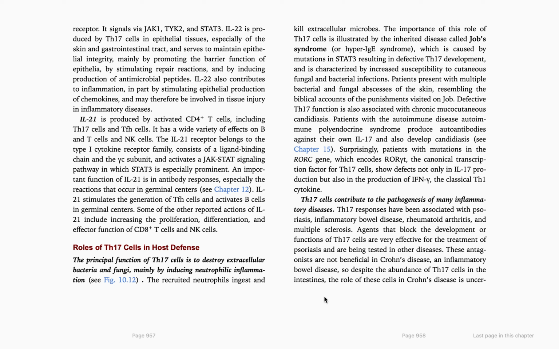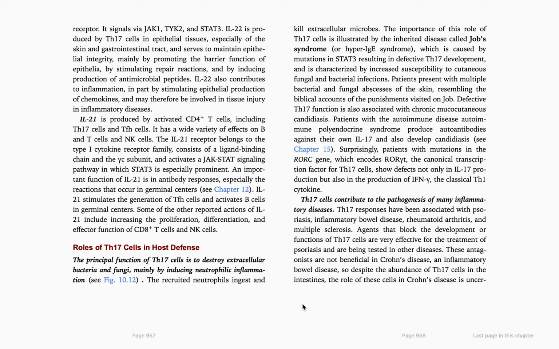The T helper 17 cell contributes to the pathogenesis of many inflammatory diseases. T helper 17 response has been associated with psoriasis, inflammatory bowel diseases, rheumatoid arthritis, and multiple sclerosis. Agents that block the development or function of T helper 17 cells are very effective for the treatment of psoriasis and are being tested in other diseases.